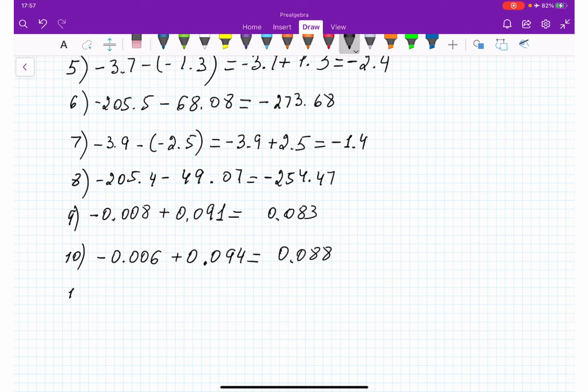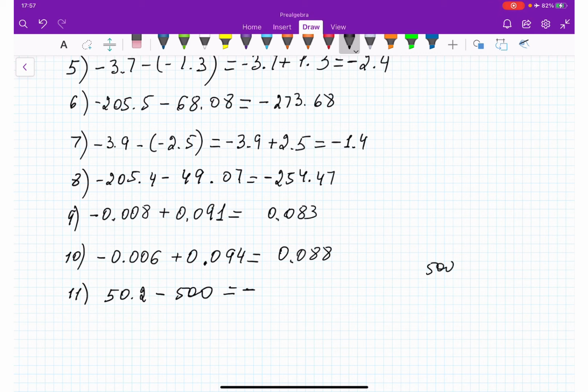Question number 11. 50.2 minus 500. Well, this is interesting. 500 is bigger than 50 and it's negative. Therefore, we put negative sign. And because one is positive, one is negative, we need to subtract.